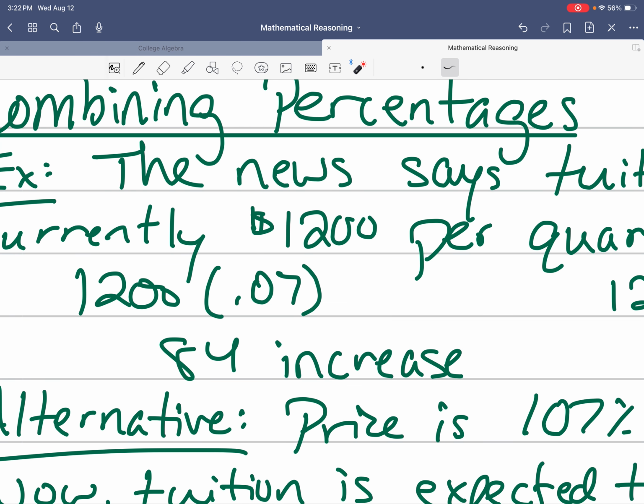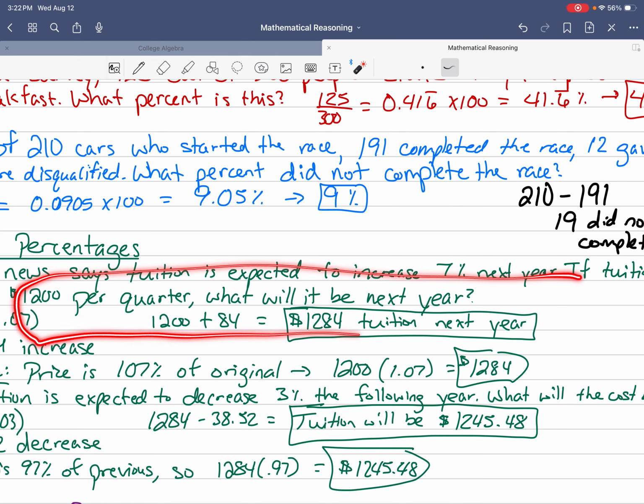Now, this here was one method of solving this. I'm going to show you a different method, and for some people, maybe it'll make more sense, or maybe you'll like it better. So, this is going to be an alternative. For this alternative here, I want to focus on this part right here, because that's what this alternative really focuses on.